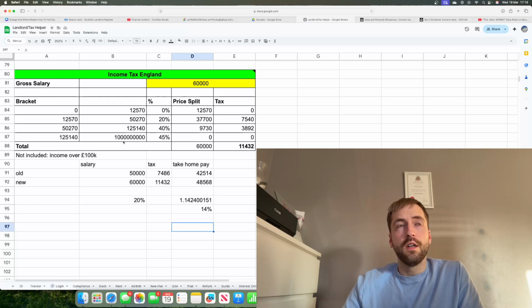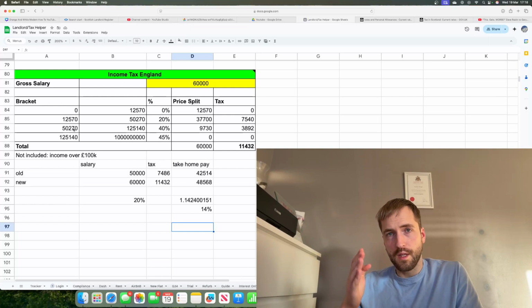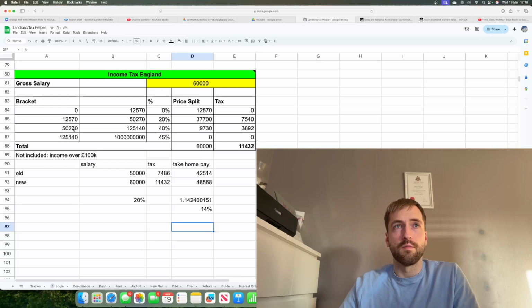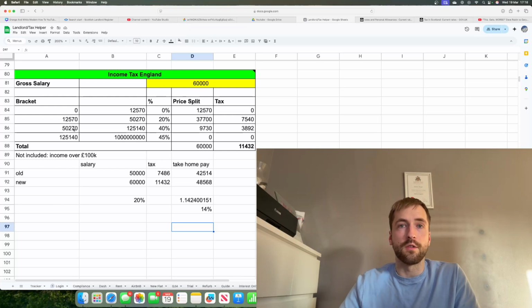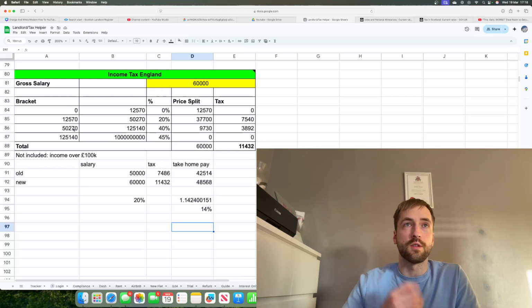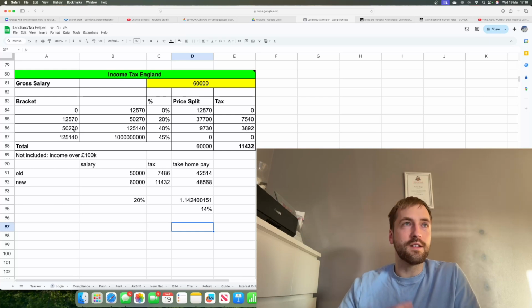In England, when you go above this £50,270 amount per year, that's when you get taxed 40%. That's when you have to be more careful, because obviously paying 40% on any amount is going to be felt a lot more by you than the 20%. So hopefully that makes sense. It's all the brackets are here.